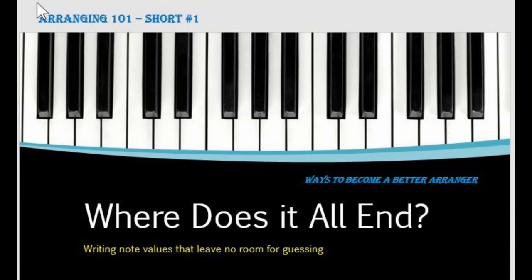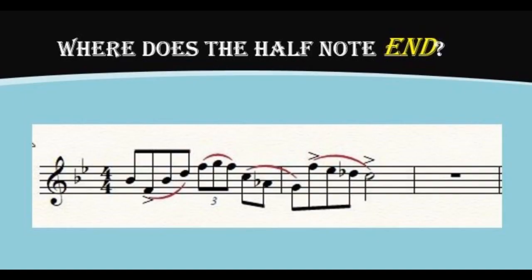Short number 1, making sure your arrangement has the best opportunity of success. Note values. This seems so simple, yet is overlooked by composers and arrangers all the time. Below you see a phrase that ends with a half note. If the performers are playing the rhythm correctly, they should all start the note on the downbeat of 3. We can all agree on that.